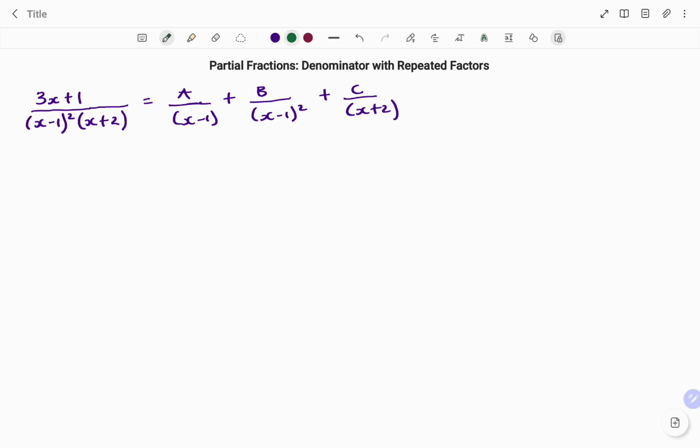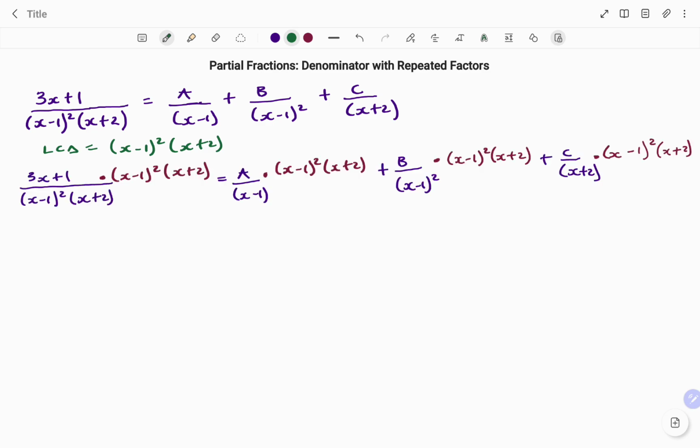The first step is to multiply both sides of the equation by the LCD, or the lowest common denominator. The LCD in this case is equal to x minus 1 all squared, x plus 2. So multiplying both sides, we have 3x plus 1 over x minus 1 all squared, x plus 2, multiplying the LCD. And also on the right hand side, each time multiplying the LCD, we have a over x minus 1 multiplying the LCD, plus b over x minus 1 all squared multiplying the LCD, and c over x plus 2 multiplying the LCD.